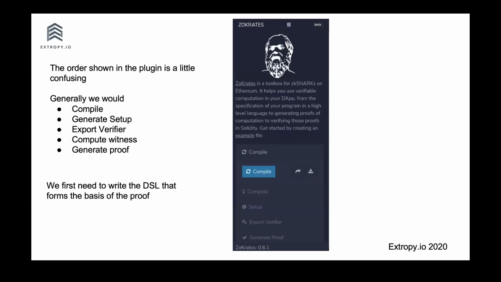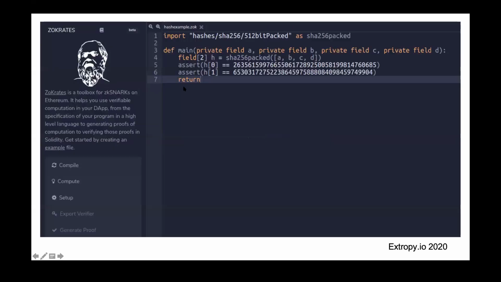And then finally, you need to generate the proof. So we have here an example. So this is our program, our algorithm. And what we are trying to prove with our algorithm is that we know some values that will, when hashed, produce a certain hash value.